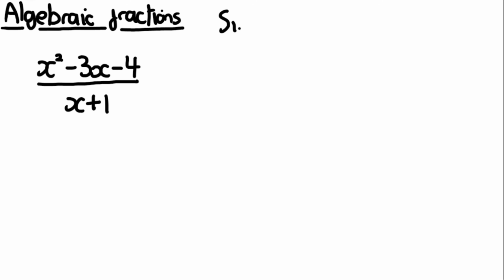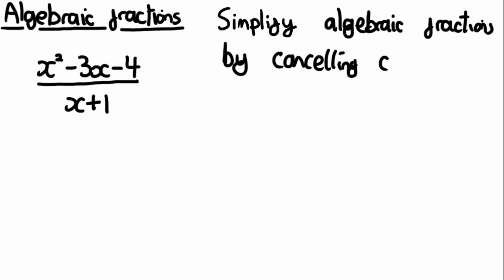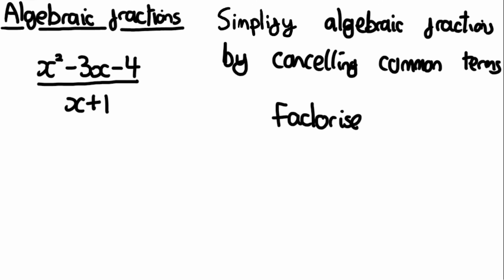You can simplify algebraic fractions by cancelling common terms. You can simplify algebraic fractions like this one by cancelling common terms that are both in the numerator and the denominator. And to help do this, you can factorise the numerator and the denominator to help you.